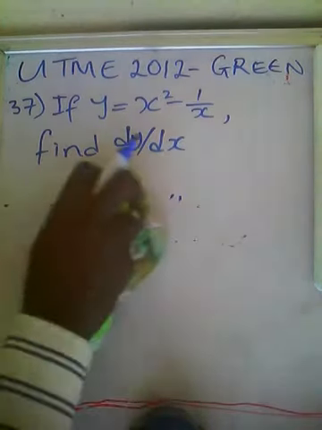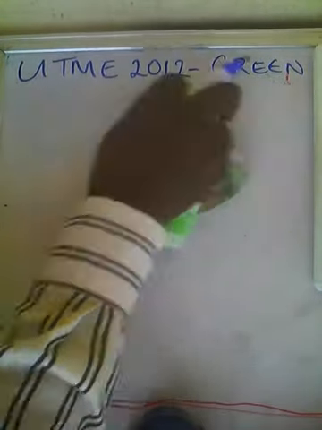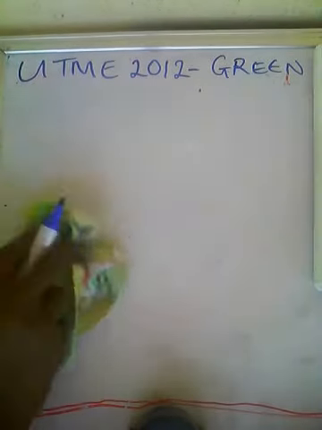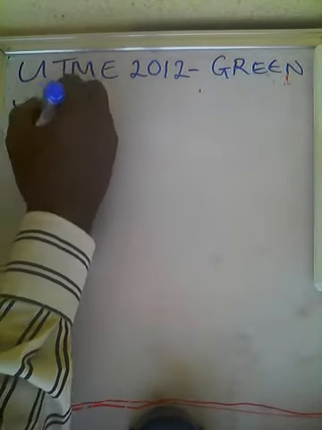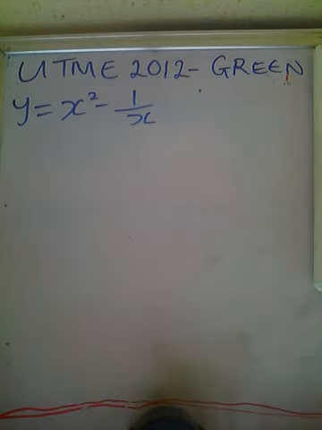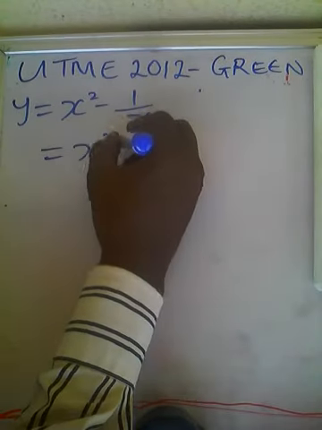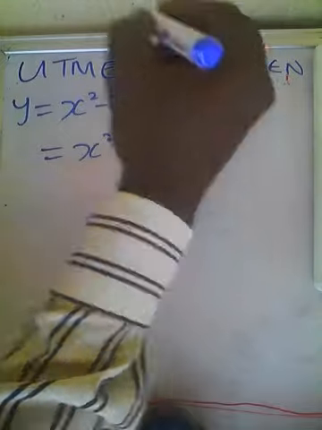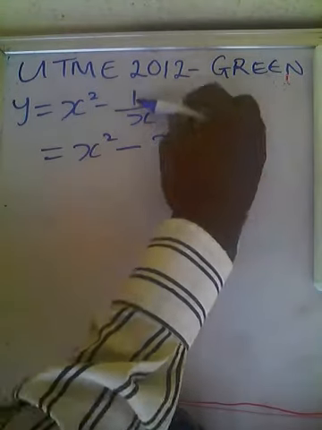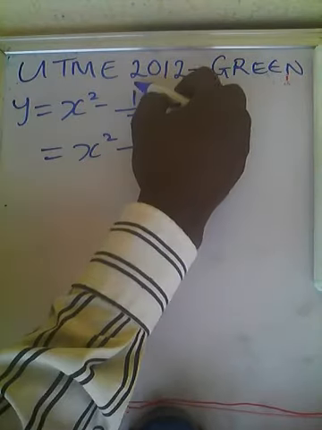Look at it. We have the first one, y is equal to x squared minus 1 over x. It's very easy for us to make this one a perfect power function. Turn everything to power function or polynomial. So we have it as x squared minus x to power minus 1. From indices, we understand that 1 over x becomes x to power minus 1, and x to power minus 1 equals 1 over x.